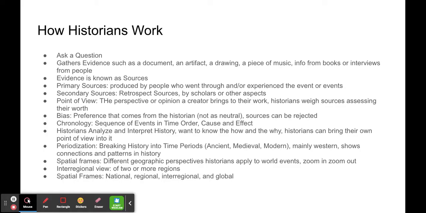History is divided into the ancient, medieval, and modern period. That's how it's divided. Spatial frames are different geographical perspectives historians apply to world events. If you take just a little bit of a region and look at that, and then you expand, you can see a broader view, and so on and so forth.